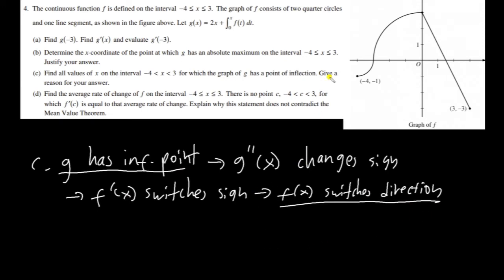So all I have to do now is look at this graph and look at where f switches direction. We can see that it goes up, up, up, and then here it stops and goes down. So the only point where it switches direction is at x equals 0. So all you have to say is that f of x switches direction only at x equals 0, so there's a point of inflection at g only at x equals 0. And this was a simple 1-point answer.